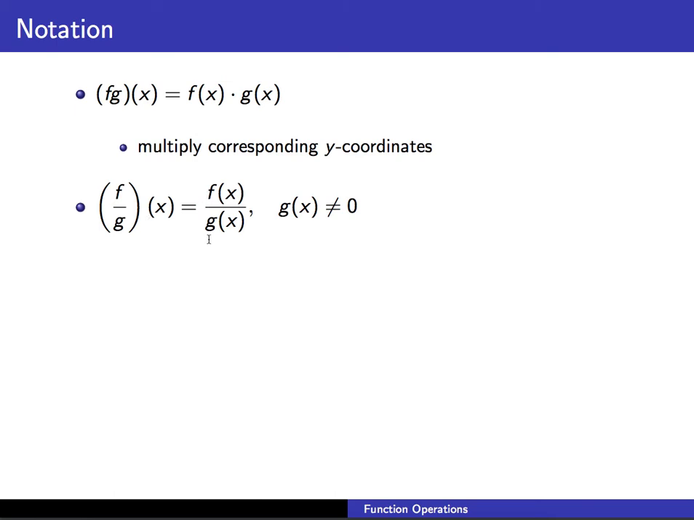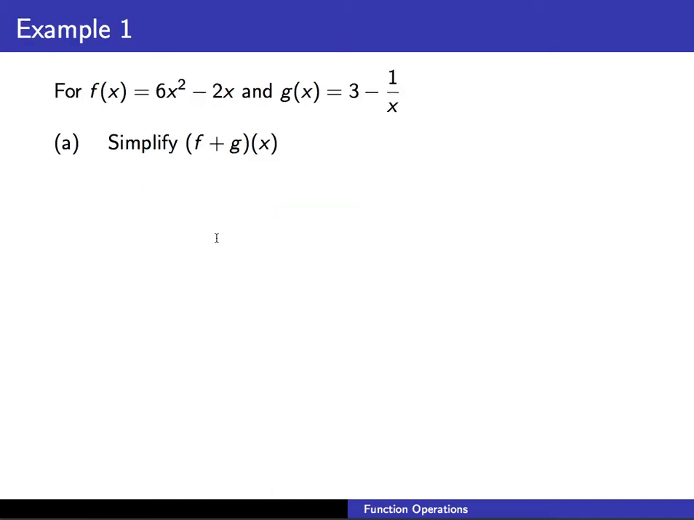And finally, we have division, the quotient here, f over g of x is f of x over g of x, with, again, the stipulation that g of x cannot equal 0 because we'd have the 0 in the denominator, and that's not allowed, not even for me. So in terms of y coordinates, we're dividing our y coordinates when we're dividing our functions.